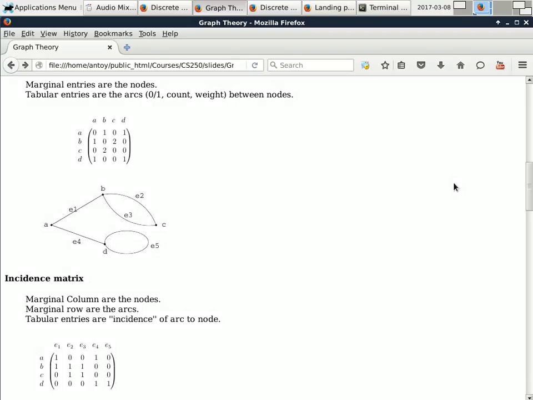What else did we look at? Paths and cycles. Yes? And in particular what? Euler and Hamilton. All right? So these are the key things we discussed today.